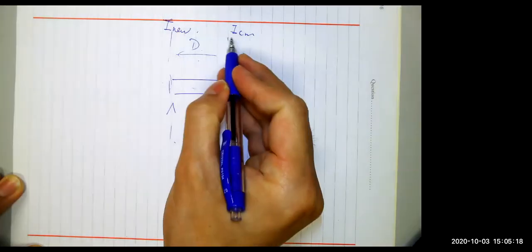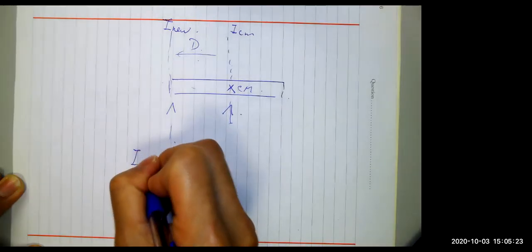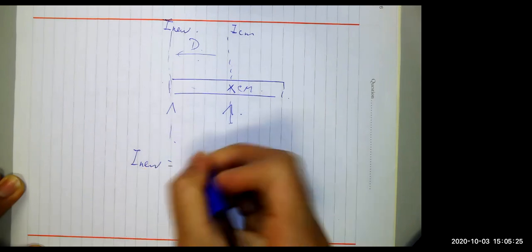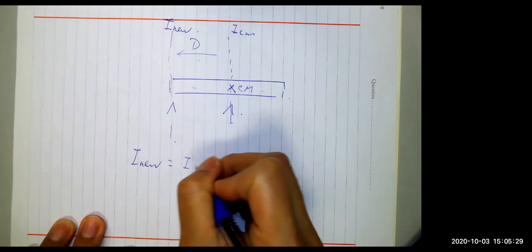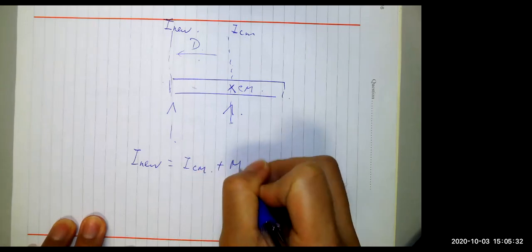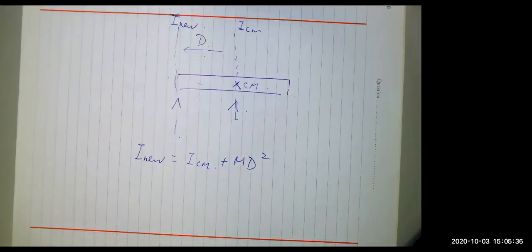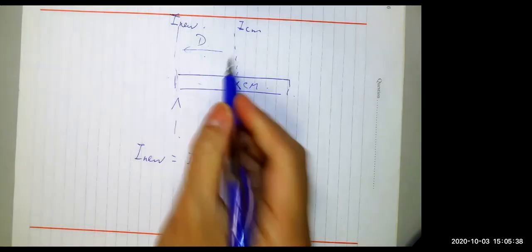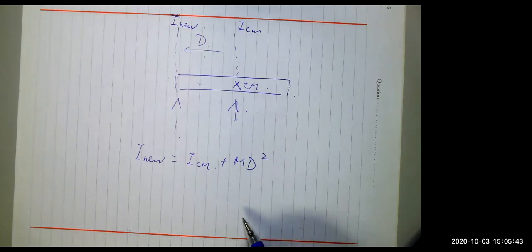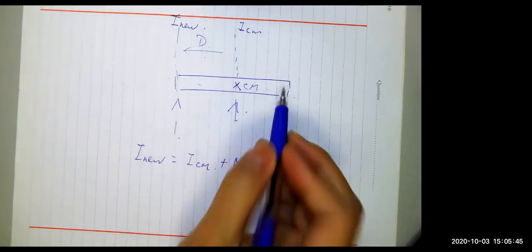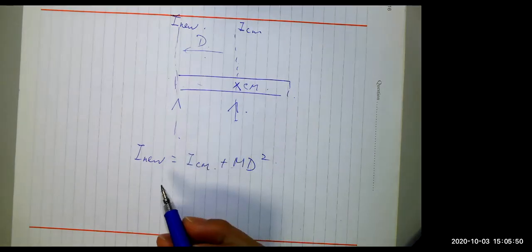is related to the moment of inertia passing through the center of mass, I_CM. It is given by the equation I_new = I_CM + m d squared. d is the distance between the two axes of rotation, and m is the mass of the whole object. This is the case of the rod.